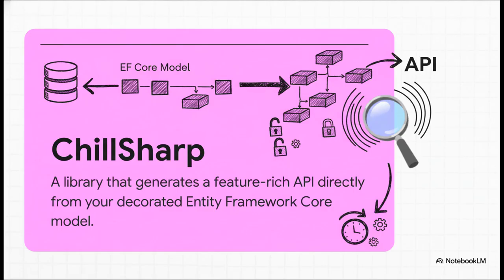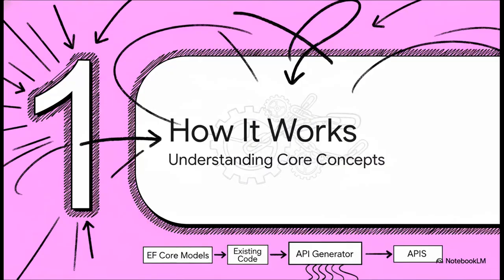At its core, this is a library that just reads the EF Core model you've already built and, poof, generates the API for you. And the really important part here is that this isn't about spitting out a bunch of code files you have to maintain. No, it generates the API dynamically at runtime. That means your API always stays in sync with your model without you ever lifting a finger. So how does this magic actually work? Let's pull back the curtain and look at the core concepts. It's simpler than you might think.